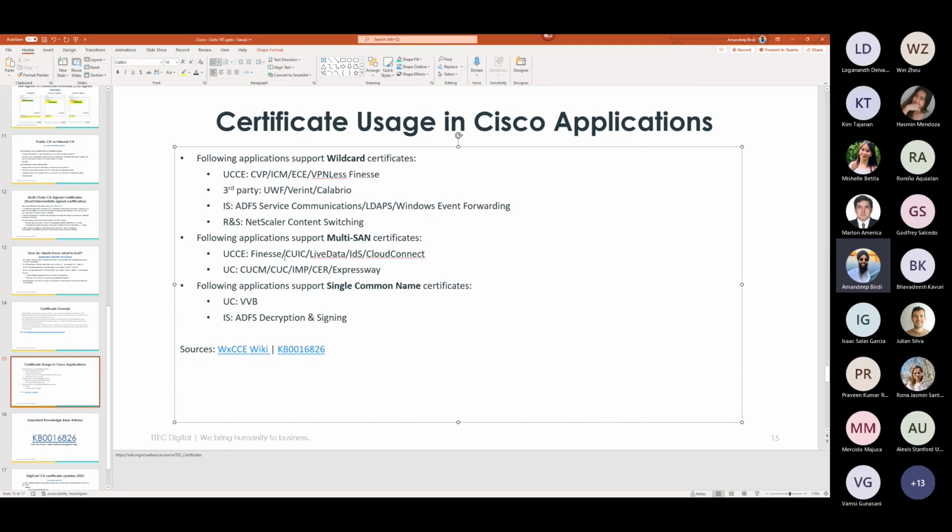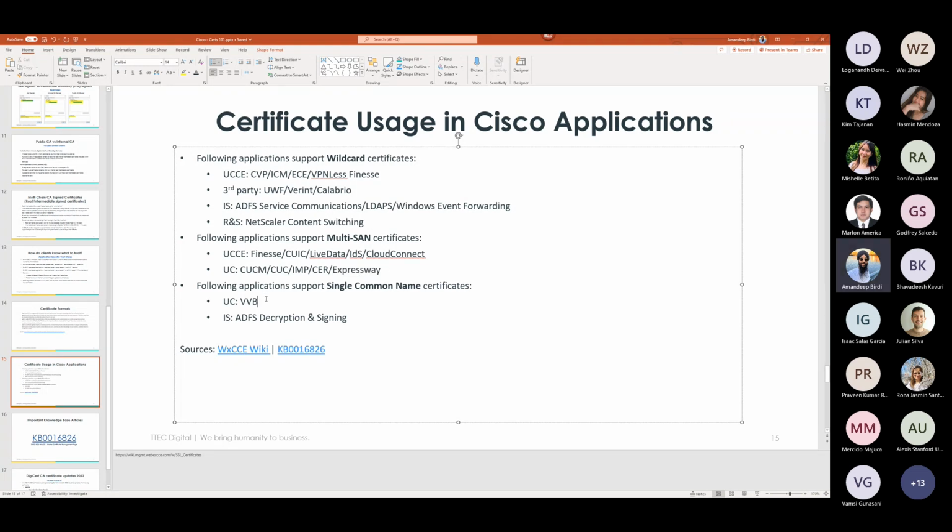Multi-SAN certs are used in the following VOS appliances and also Expressway, which is probably the only exception here. That's not a VOS appliance. Expressway is Linux-based, but it's not the same operating system as all the other applications listed here. But Expressway is also using multi-SAN.